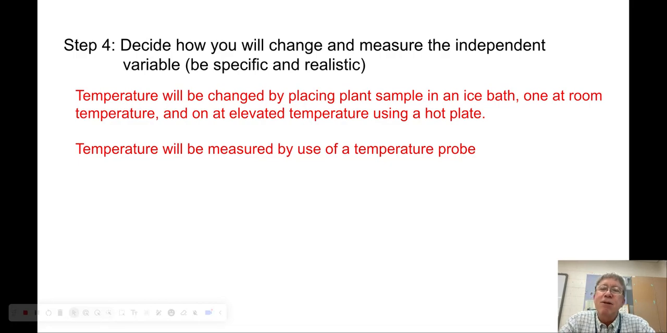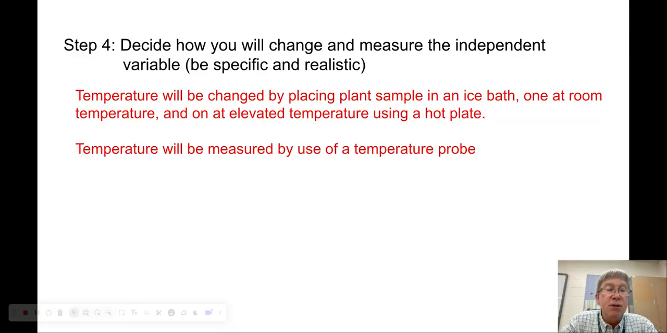Okay. So what I could do is I say, well, I'm going to change the temperature by placing containers of aquatic plants. One of them, the container is going to be placed in an ice bath, so it's close to 0 degrees Celsius. I'm going to place one at room temperature, which is about 20 degrees Celsius. And I'm going to put another one in water that's on a hot plate, which let's say is at 30 degrees Celsius. Okay, so now I've got 3 different temperatures to compare. That should be enough.